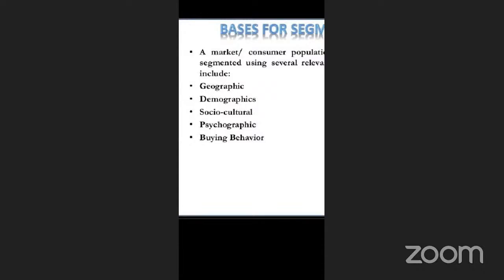So one reason is that consumer needs, wants, and usage rates often vary closely with the demographic variables. So demographic variables play a very important factor where the business houses will decide what kind of product should be produced for their target customers.